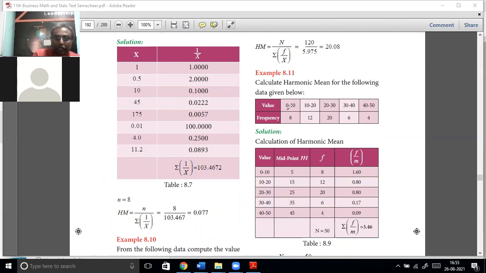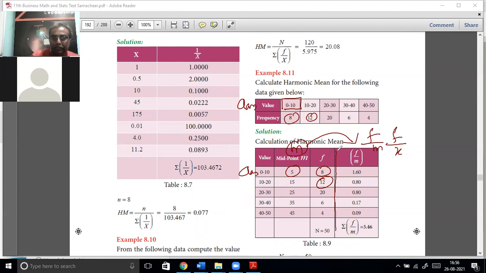Now this is continuous data. Why continuous data? Because this is class. So put that class here, 0 to 10. Find the midpoint value, m. Then instead of f by x, you have to do f by m. Find f. F is 8, put 8. F is 12, put 12. Like that. Up to here, no calculation.